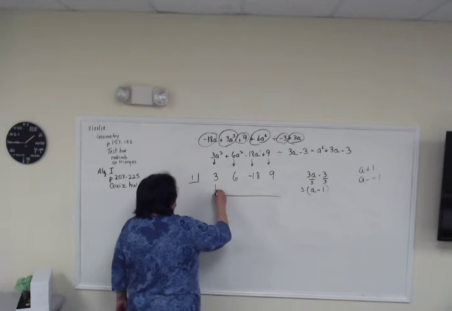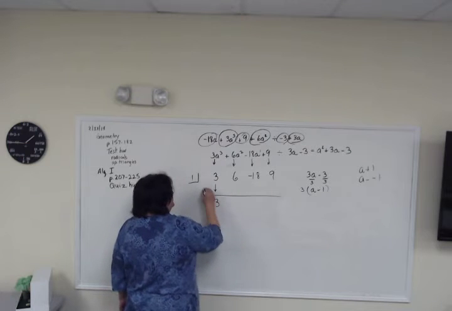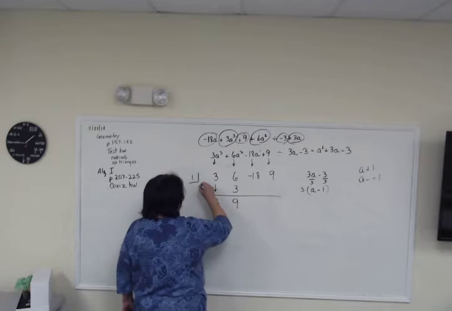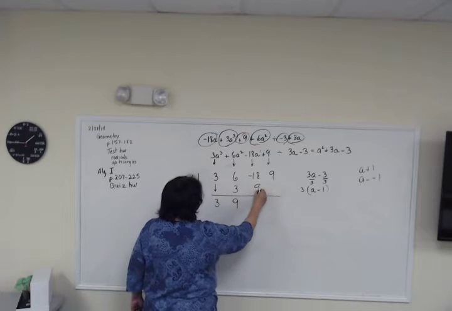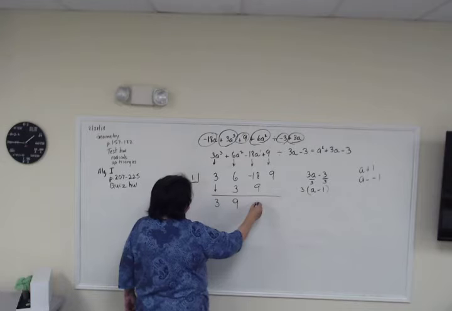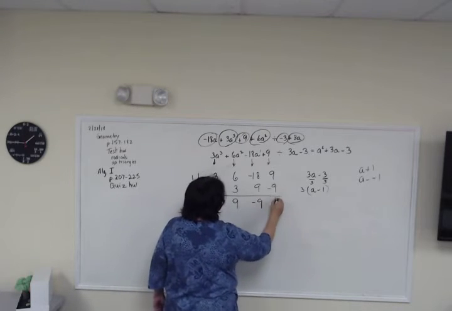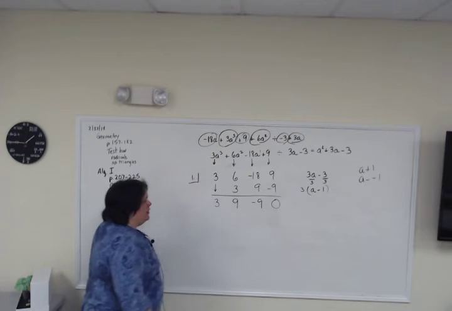I was concerned. We bring our first one down. 1 times 3 is 3. 6 plus 3 is 9. 1 times 9 is 9. Negative 18 plus 9 is negative 9. 1 times negative 9 is negative 9. We have a 0 there.